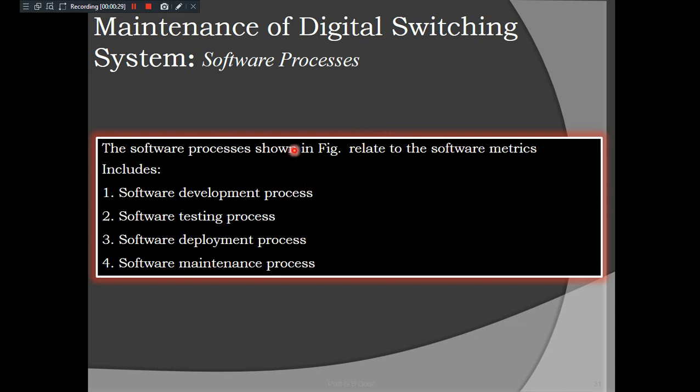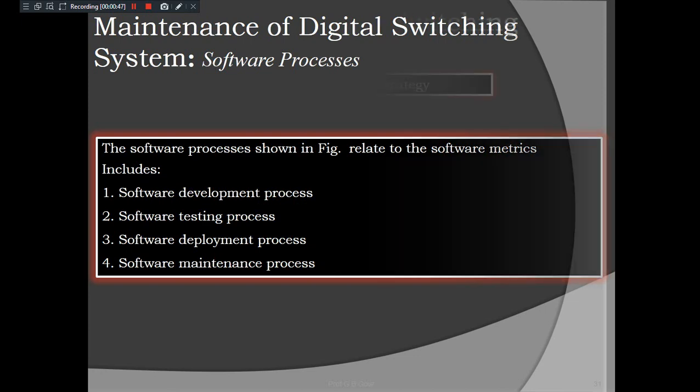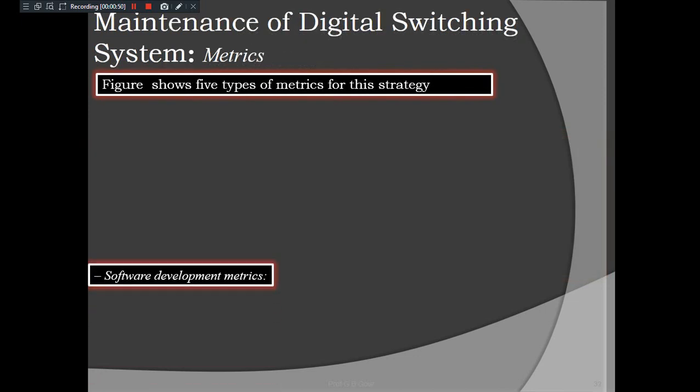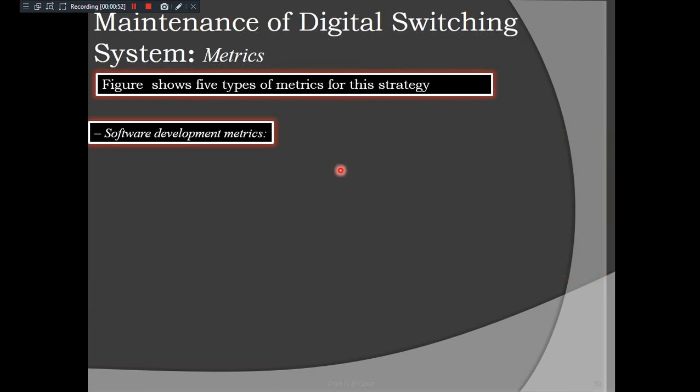Today we are going to see software processes. We have gone through 4 important processes: the software development process, which is mainly concerned with the life cycle of the product, the software testing process, and the deployment and maintenance process. Today we'll see how each one of them functions. Each of the processes has its own metrics.